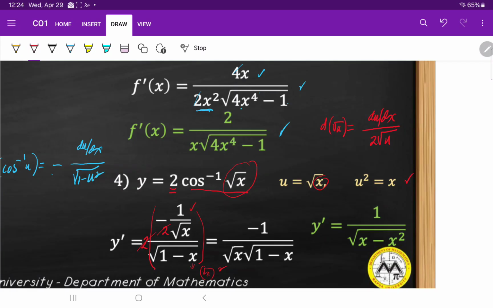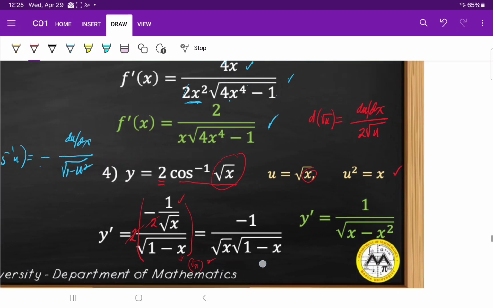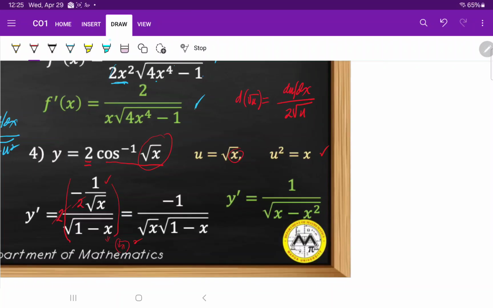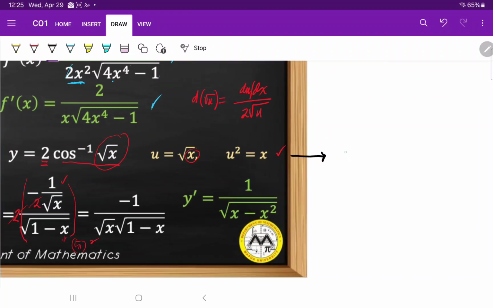Okay, let me just write it down here. Dito na lang. Medyo magulo. Kasi may sulat na. Alright. So let's do it on this side again. So, again, we're given y is 2 arc cosine of the square root of x.